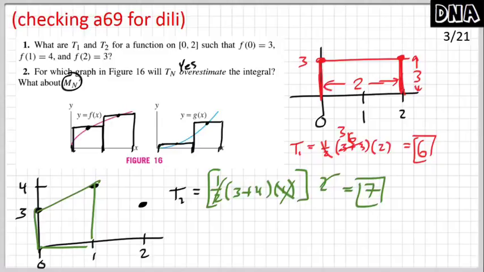Which graph? First graph is overestimate. Oh, not yes. We'll say G. And for this one, we'll say both. Maybe. I mean, because both are either going to be an overestimate or maybe an underestimate. I don't know. We'll have to actually figure those out.